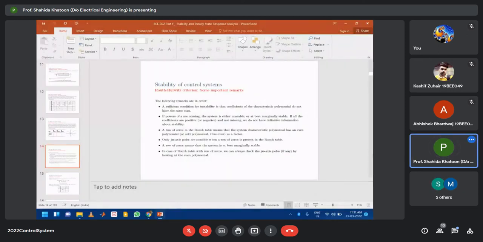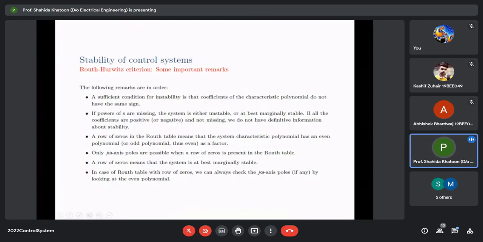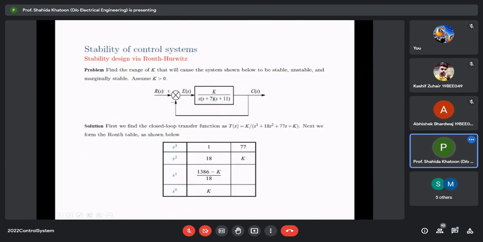Let us do some more types of problems which we can solve with the help of the Routh-Hurwitz criteria. Find the range of k that will cause the system shown below to be stable, unstable, or marginally stable, and assume that k is greater than 0. This is called stability design via Routh-Hurwitz. If the open loop system is k upon s into s plus 7 into s plus 11, then you can form the closed loop transfer function as k upon this whole, upon 1 plus 1.